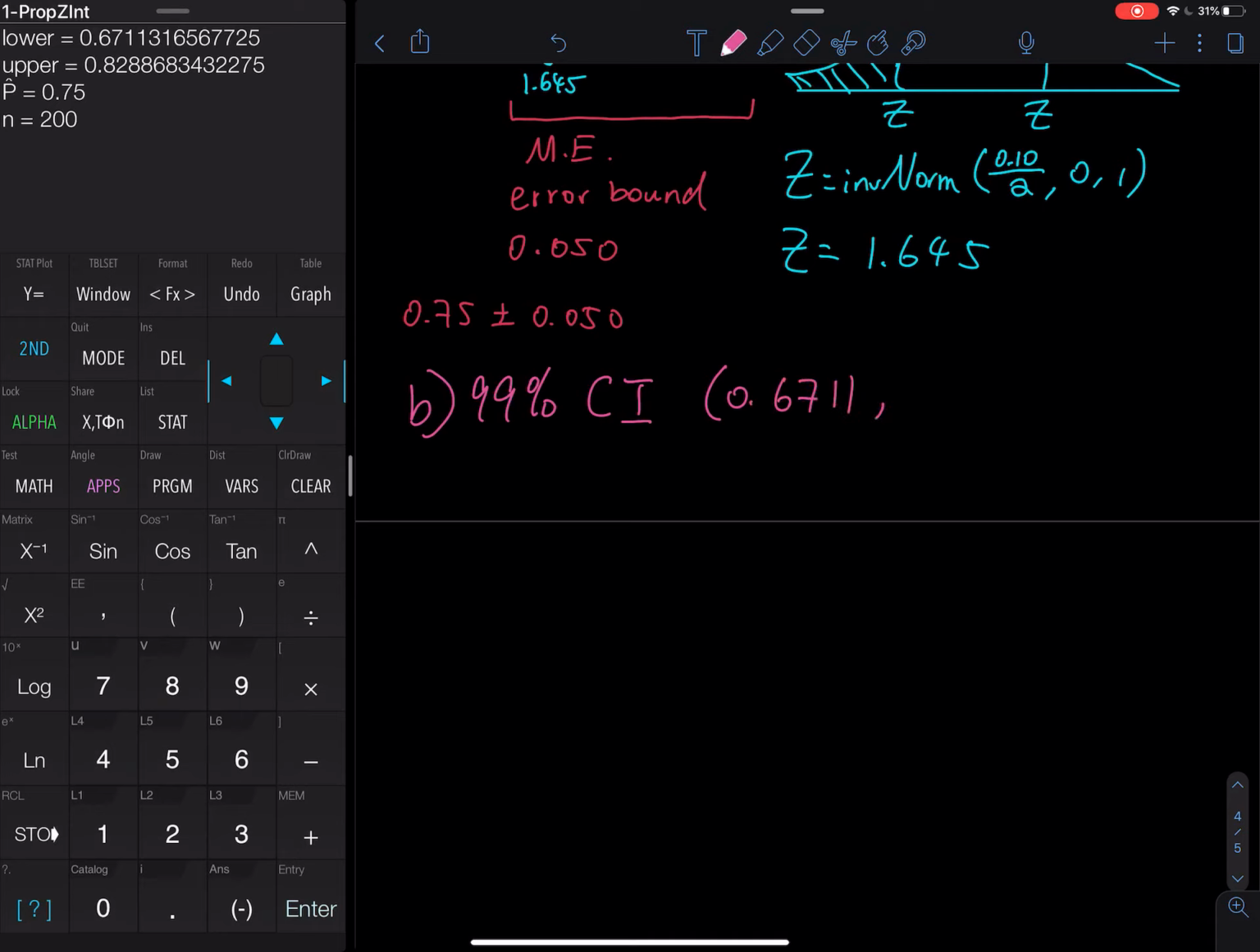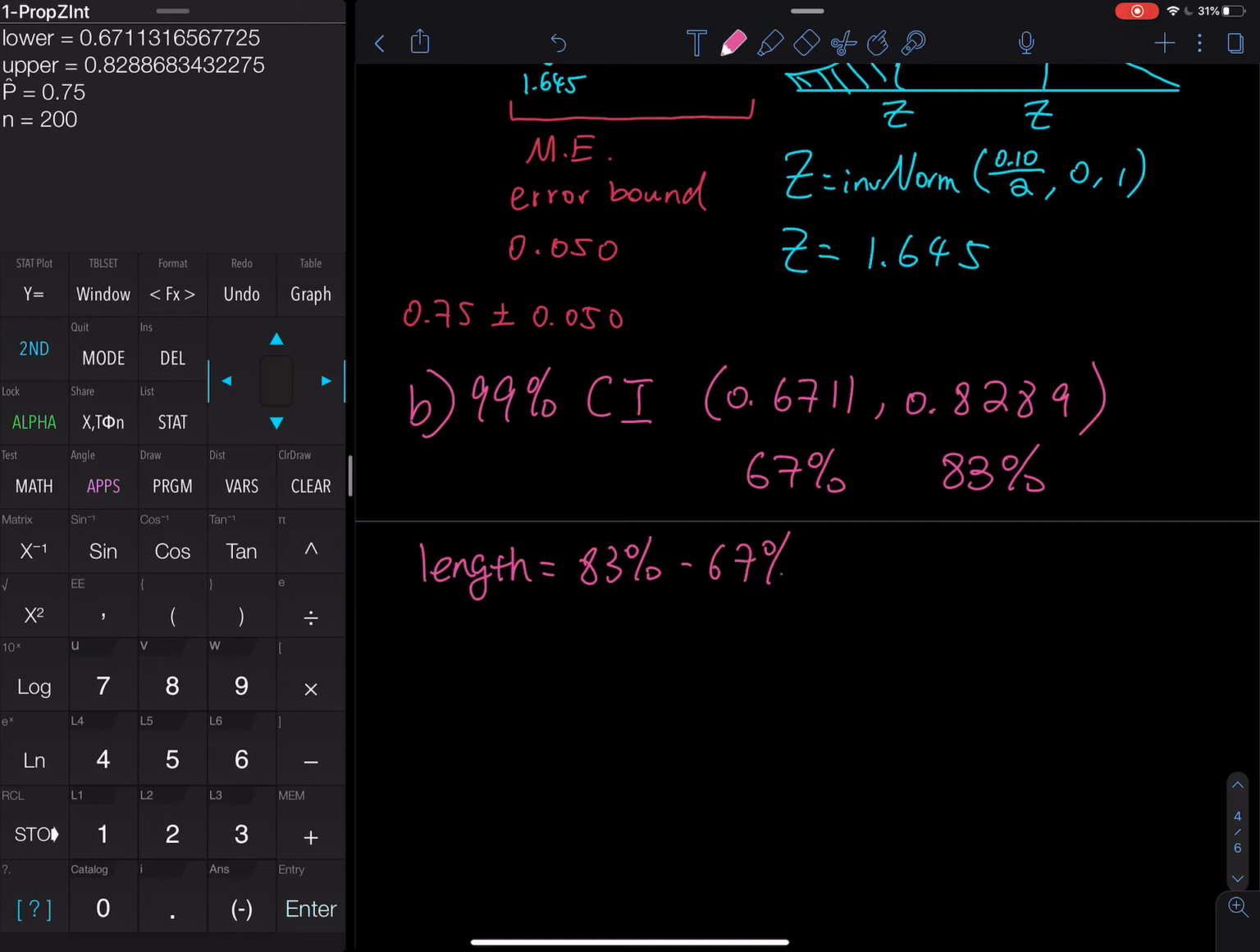So this is 0.6711, comma 0.8289, and then put that in percentage. That is 67%, and then this one is 83%, right? So how long is this? The length is equal to 83% minus 67%, and then you also need to do this for the 90% confidence interval, right? So you take 83 minus 67, that is equal to 16%.